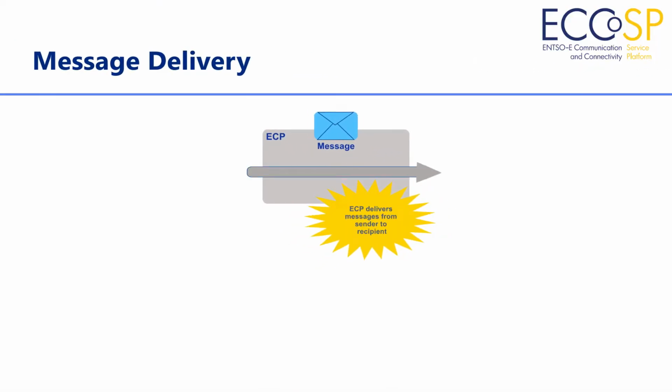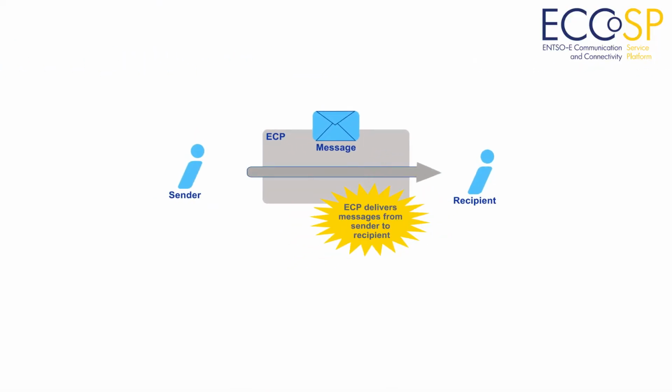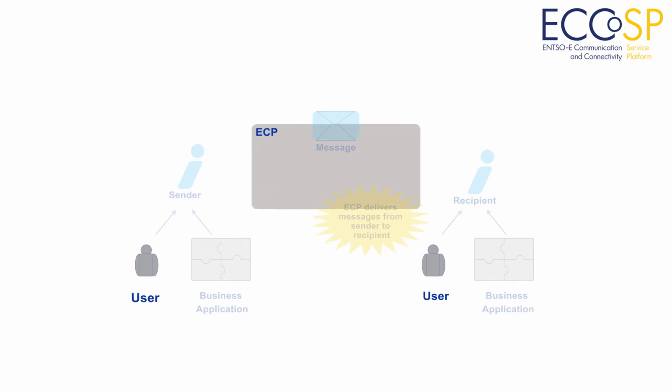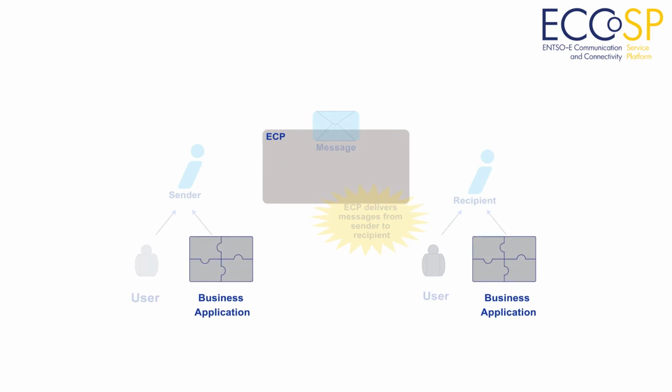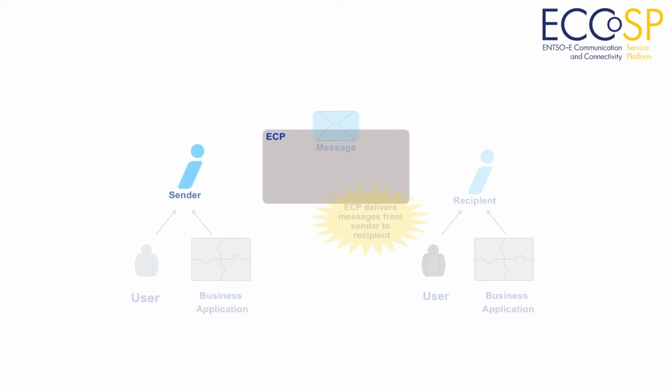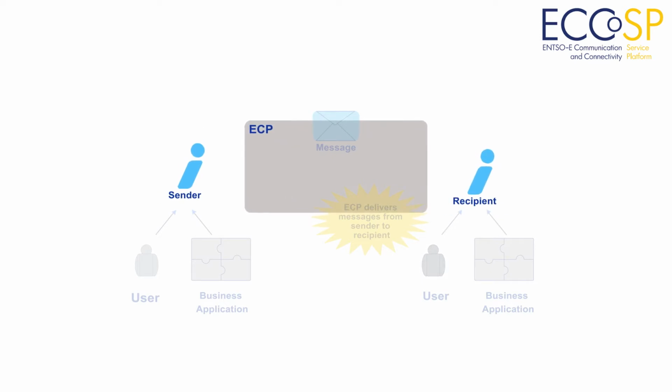ECP delivers messages from a sender to a recipient. Both sender and recipient can be either a user or a business application. Users can connect to ECP through graphical screens. Business applications use a programming interface or a file system folder monitored by ECP. The sender and recipient view ECP only through the available interface. Any internal complexity of the ECP network is completely hidden from the clients.